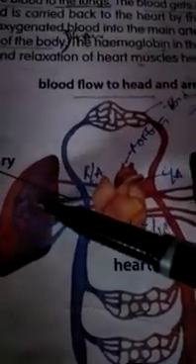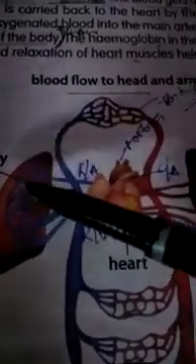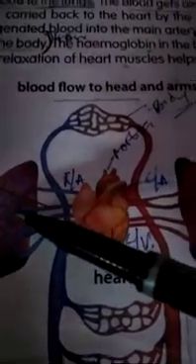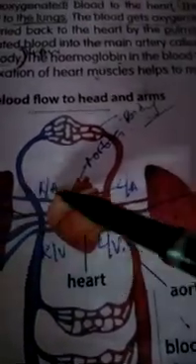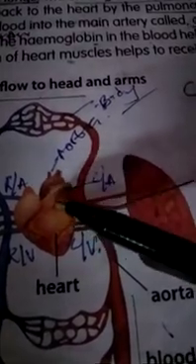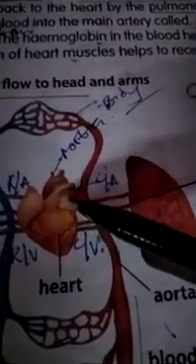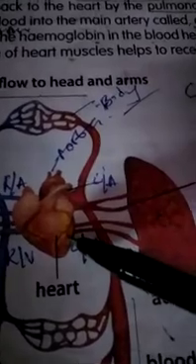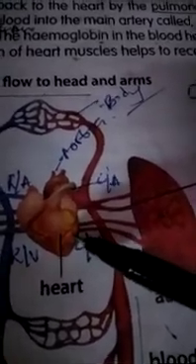Why does it enter into the lungs? Because the blood is purified in the lungs. From there, it enters into the left atrium. Here, this side. Can you see? From the left atrium, it enters into the left ventricle, right?